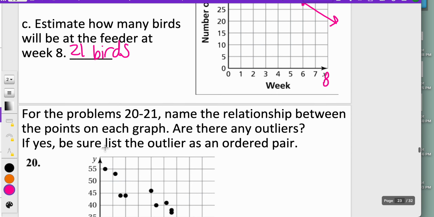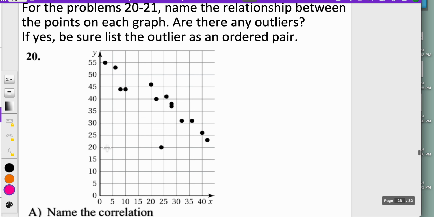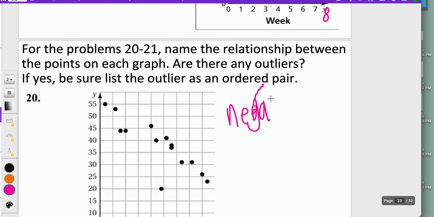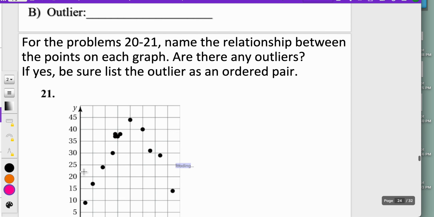Okay. For problems 20 and 21, name the relationship, and then are there any outliers? Make sure to tell the graph. This one is showing a negative linear relationship. And there is one outlier. We could say that is 24, 20. Oops, I was supposed to put that on these blanks, but that's okay.